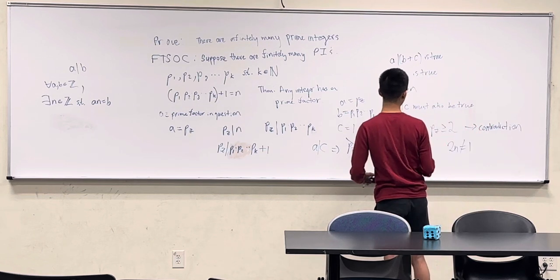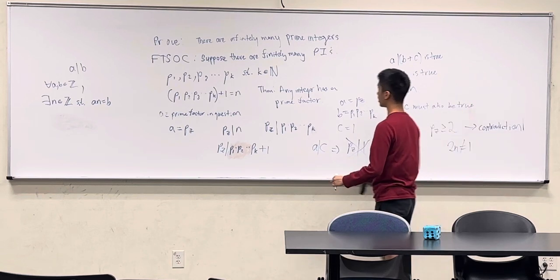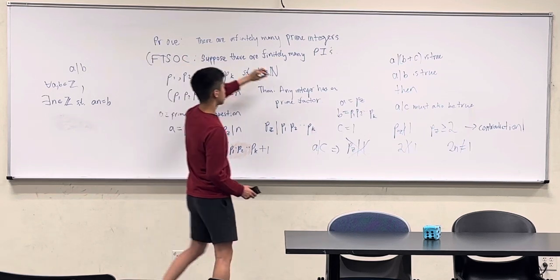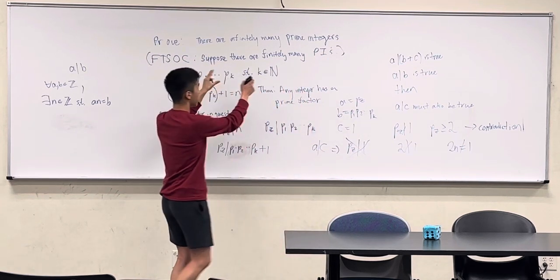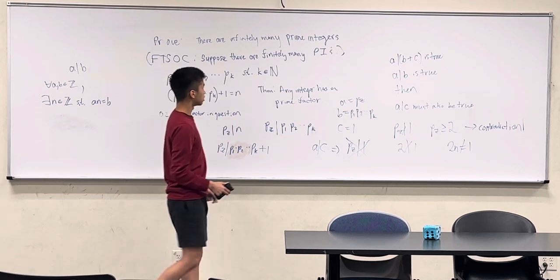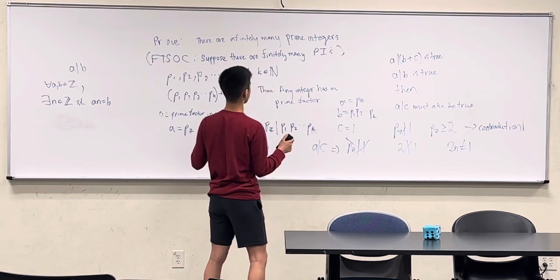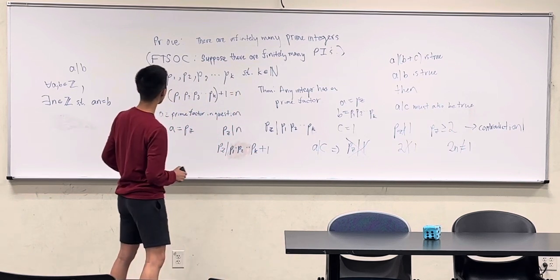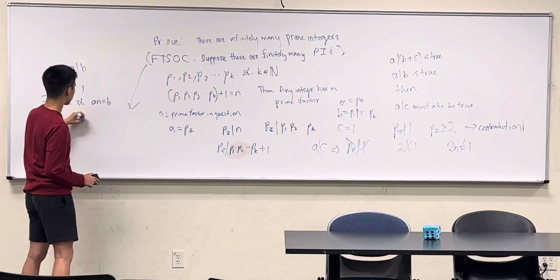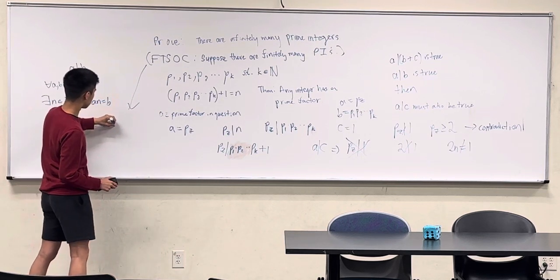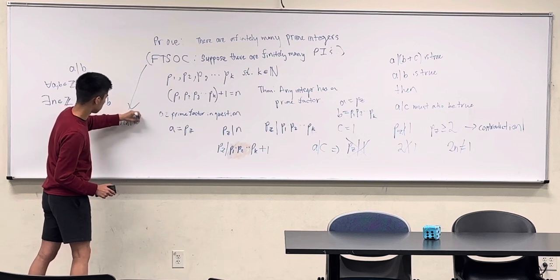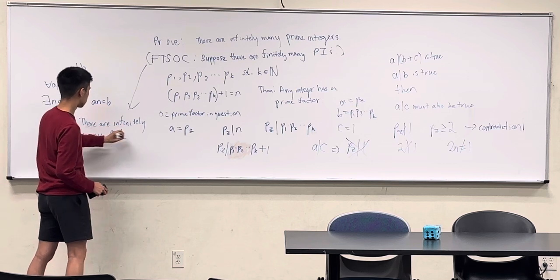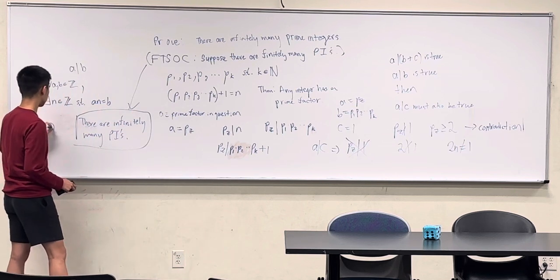I don't know if that explanation was good, but this is a contradiction. And therefore, the claim that we made at the very beginning, which was that we suppose there are finitely many prime integers, can't be supposed. The exact opposite of that statement is that there are infinitely many prime integers. And then I guess QED.